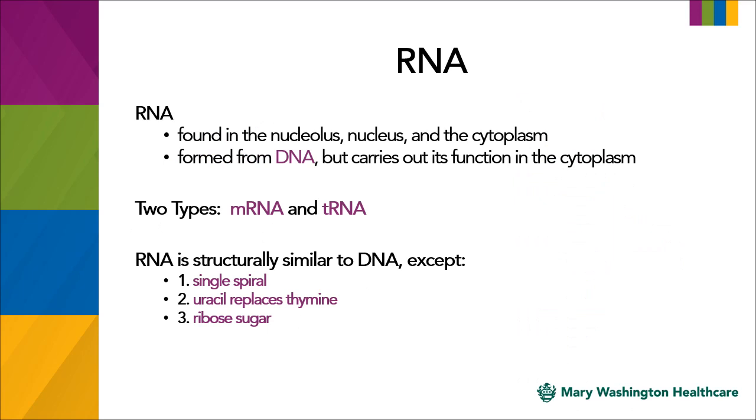RNA is found in the nucleolus, the nucleus, and the cytoplasm. It's formed from DNA but carries out its function in the cytoplasm. There are two types of RNA: messenger RNA and transfer RNA. RNA is structurally similar to DNA except it has a single spiral. Uracil replaces thymine and it has ribose sugar versus deoxyribose.